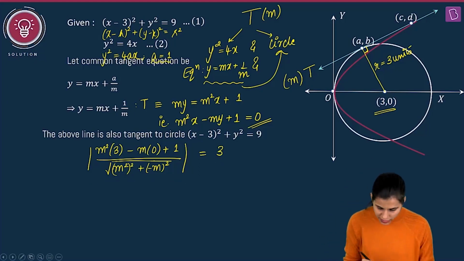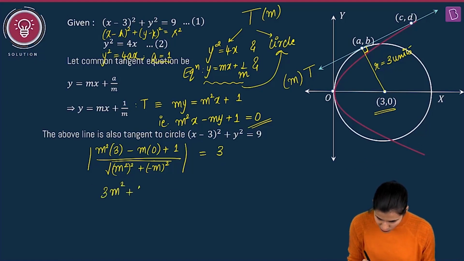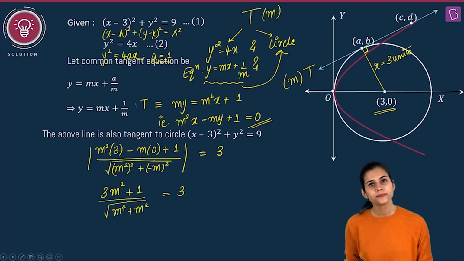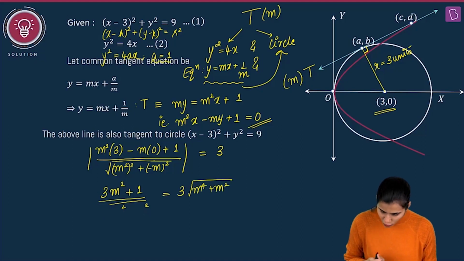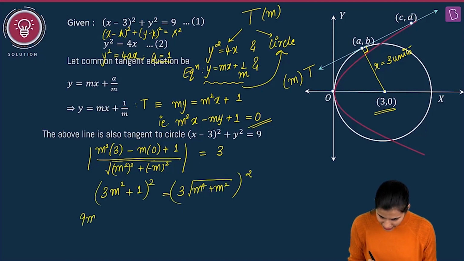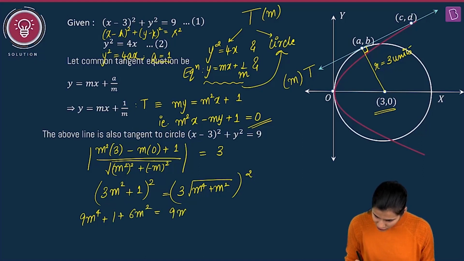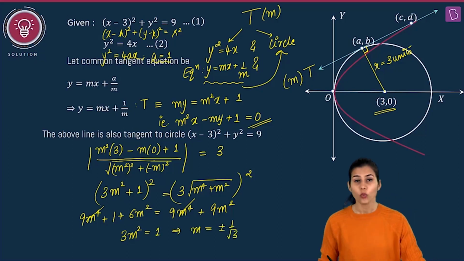So this is representing the perpendicular distance of the line from the center, and this is my radius. Yes? Let's resolve this. What do you get? 3m square plus 1 inside the mod upon under root of m to the power 4 plus m square equal to 3. Cross multiply, you get this here. And now obviously you have to square both sides. What do you end up getting? 9m to the power 4 plus 1 plus 6m square equal to 9m to the power 4 plus 9m square. This cancels out. What you're left with is 3m square equals 1, which implies m is plus minus 1 by root 3.